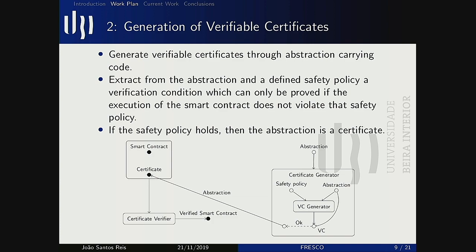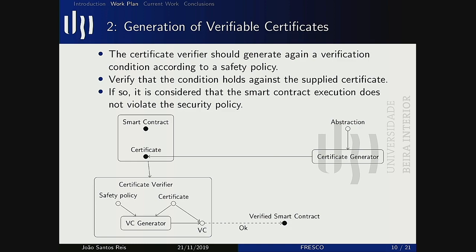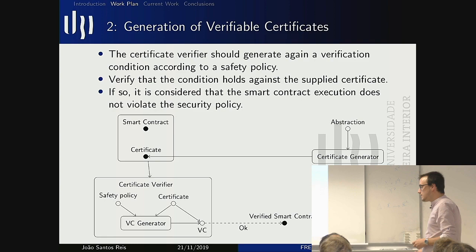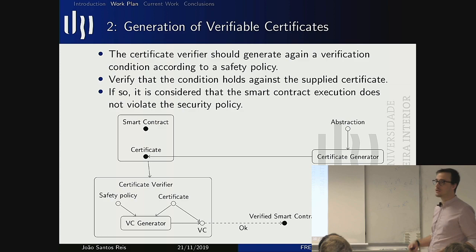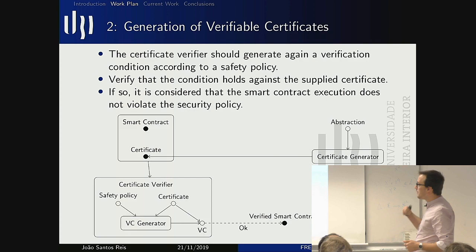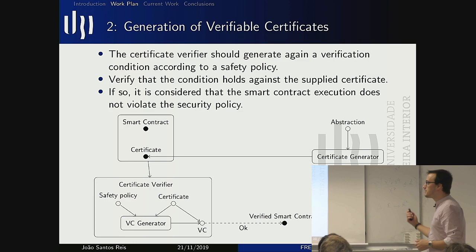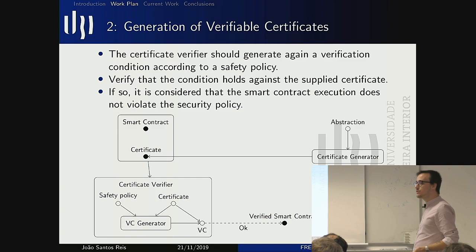Given this, the issuer of that certificate then sends the abstraction to the consumer and says that that certificate means that the smart contract holds some property against a certain policy. The consumer, having that certificate, the abstraction, should then generate again a verification condition according to a safety policy, which can be the same or some other variation of the issuer policy, and the consumer should verify that the condition holds against the supplied abstraction. If so, then the consumer might consider that the smart contract execution does not violate the security policy.